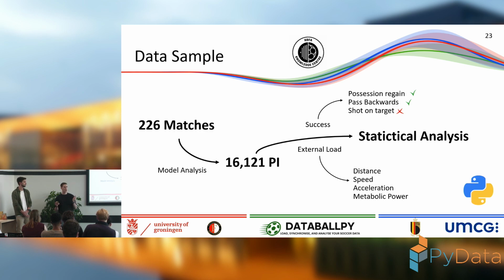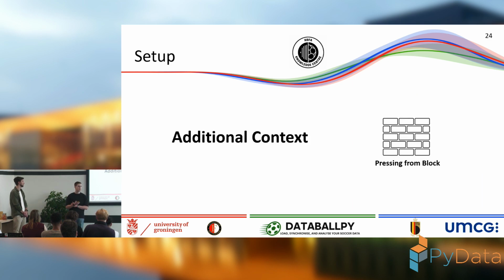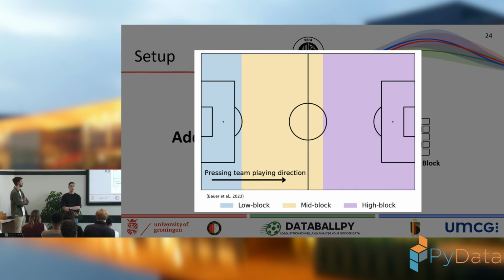I don't know how good you are in statistics right now, but it's basically a large model where you can predict an external load variable and you can add in some random factors. So we included the match and team to account for variance there, and the fixed factors success, so was it successful, and block height. And block height is something I have not touched upon yet, but we added it as a context. Hence, pressing is not the same everywhere on the pitch. And with adding block height as a context, we can compare between different pressing situations.